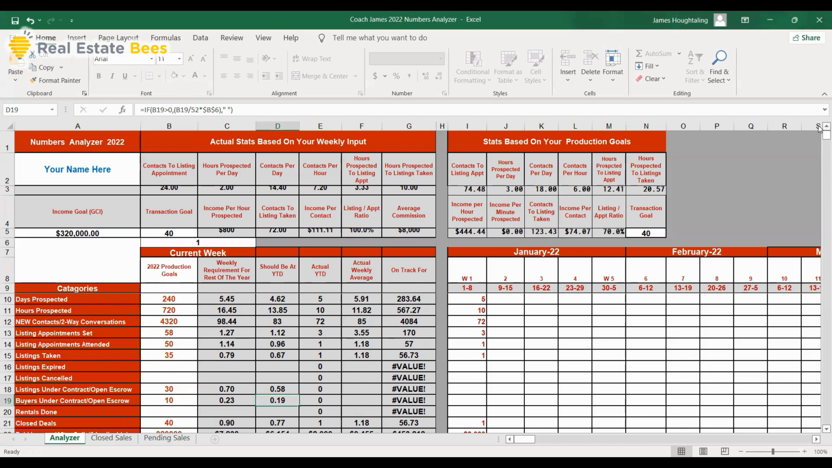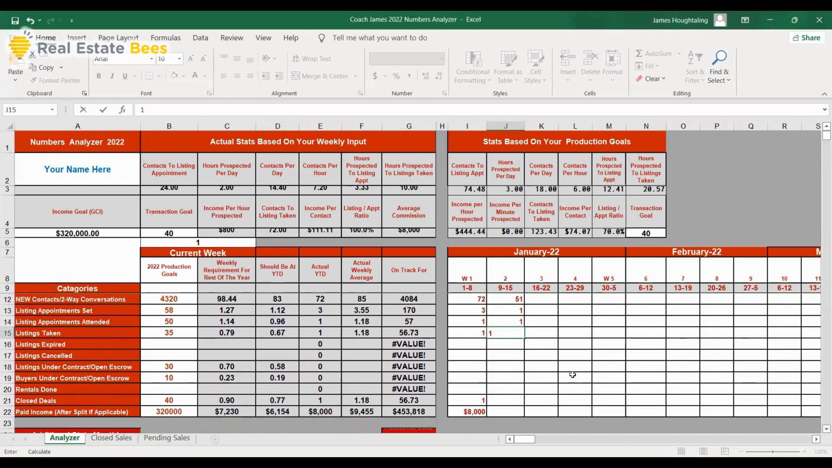So if, let's say, you go to the next week, and let's say you have a little bit of an off week, you only prospect 3 days. Let's say you only prospect for 8 hours, not 87, but 8. Let's say you speak to 51 people. Let's say you set 1 more appointment. Let's say you go on 1 appointment, and let's say you take that listing as well.